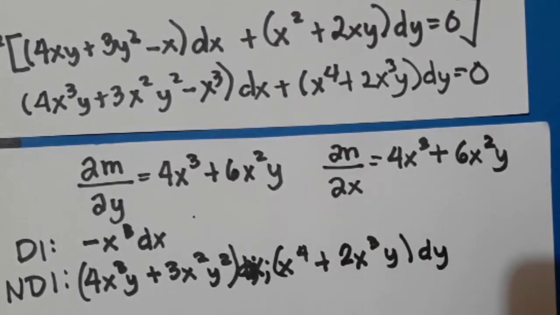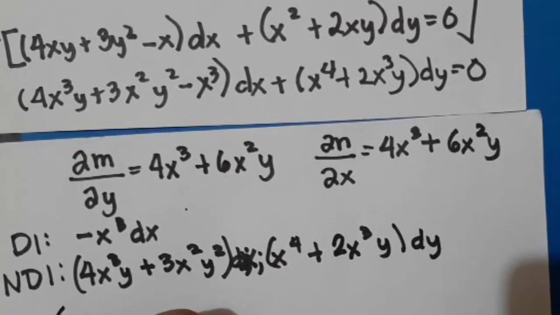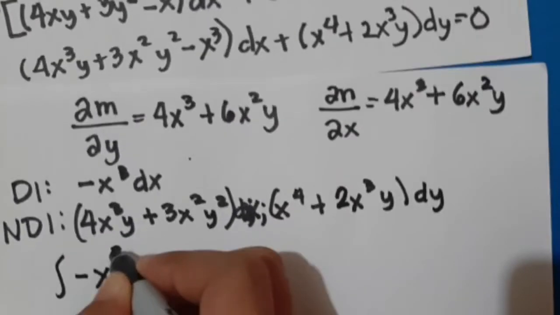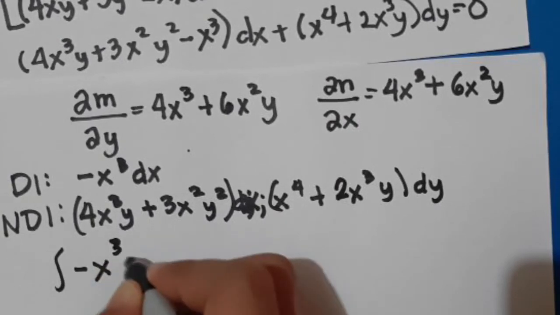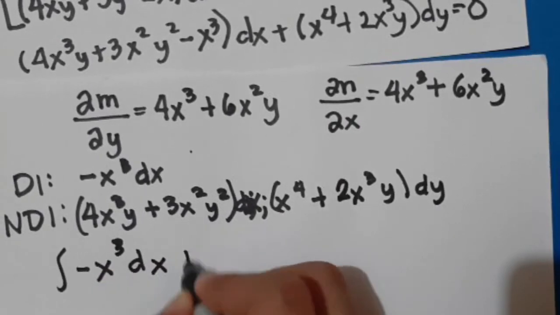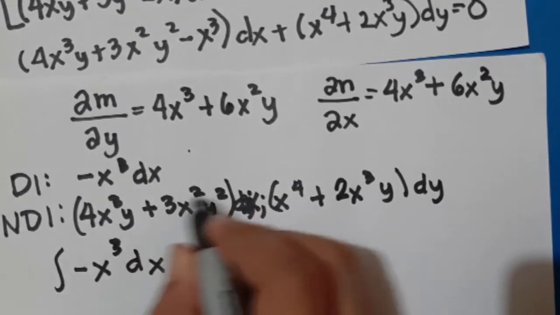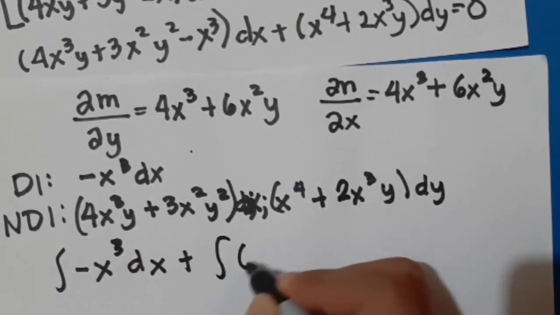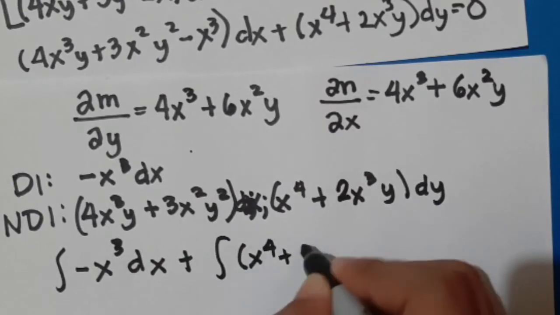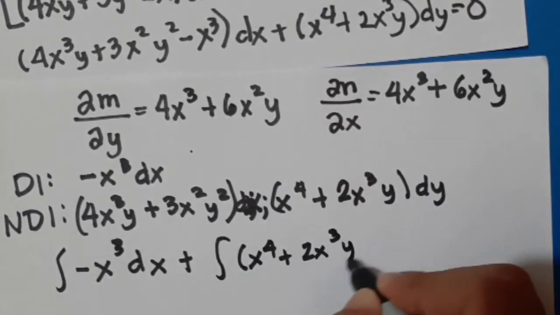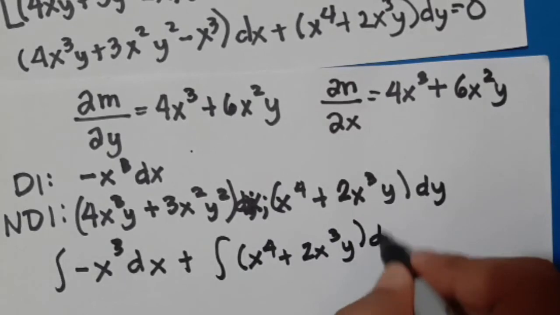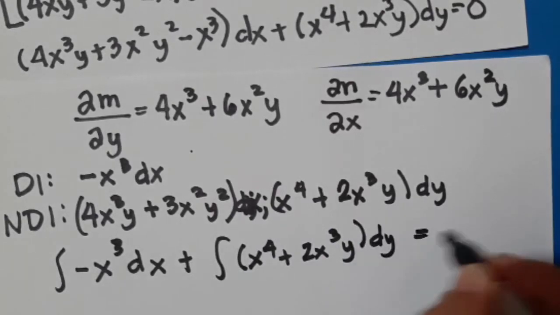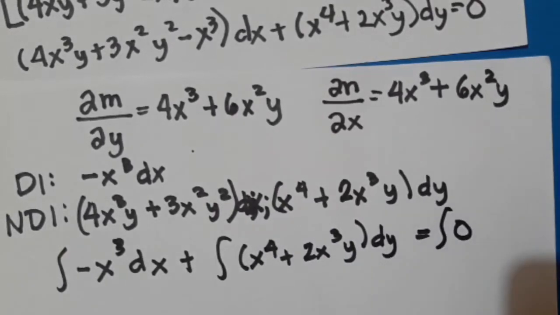So for our formula, that is the integral of di, negative x cubed dx, plus, choose whichever is easier. So let's just take the one at the end, plus the integral of x to the fourth plus 2x cubed y dy is equivalent to 0. So integrate also the 0.